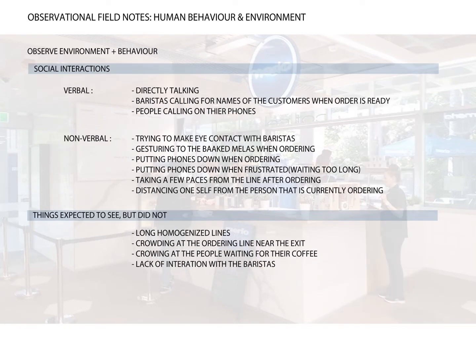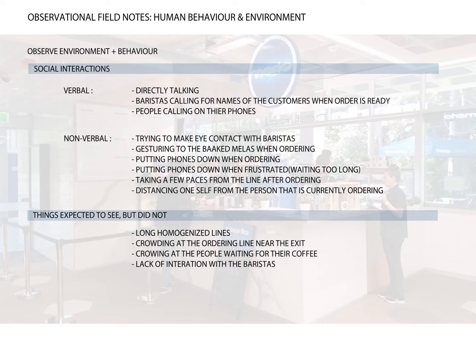Social interactions consist of two types: verbal and non-verbal. Verbal consists of directly talking to the baristas, baristas calling the names of customers when orders are ready, and people calling on their phones occasionally. Non-verbal includes trying to make eye contact with the baristas, putting phones down when ordering, and gesturing to the baked meals when ordering.